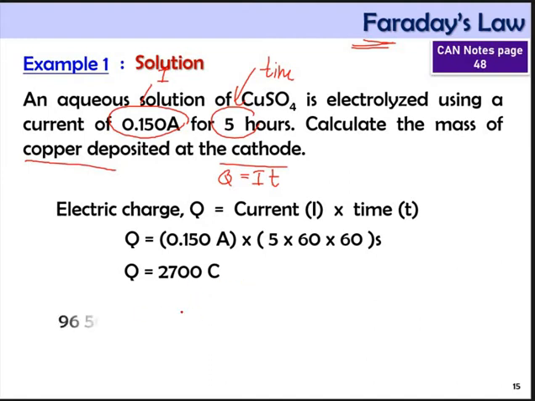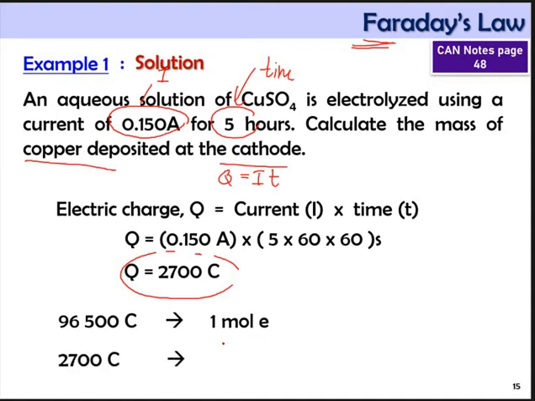We know that 96500 coulomb is equivalent to 1 mole of electron. So if we have this amount of charge, how many mole of electron? 2700 coulomb is equivalent to 0.028 mole of electron. So kita baru dapat mole of electron.